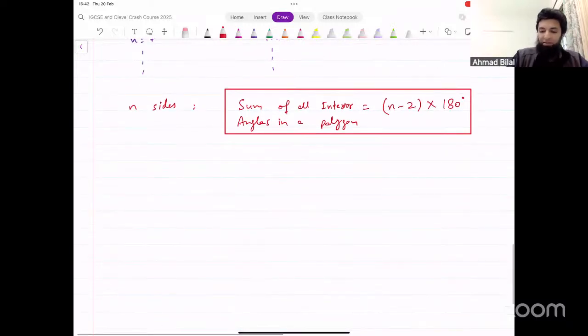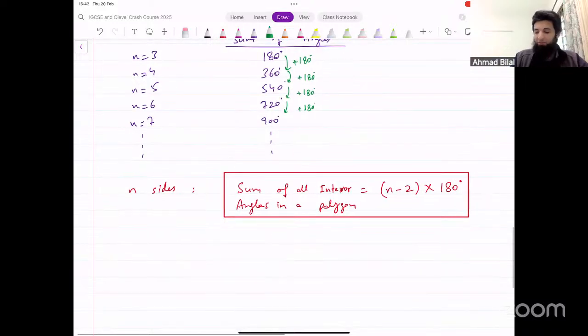You can try this for any of these polygons. For example, if you input n equal to 3, what do you get from that? If you input n equal to 3, the result is 3 minus 2 times 180, and that gives you 180.